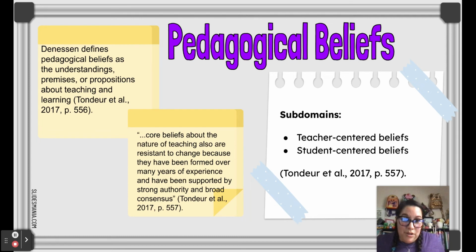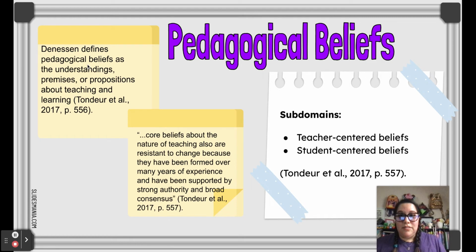Then we have pedagogical beliefs. And within pedagogical beliefs, we have two different types of beliefs. There are teacher centered and student centered beliefs. And depending on which way the teachers fall, it's going to be different in how they incorporate technology, or how they believe they cannot, or how technology can be integrated into their content.